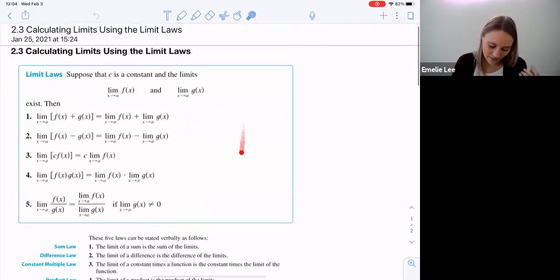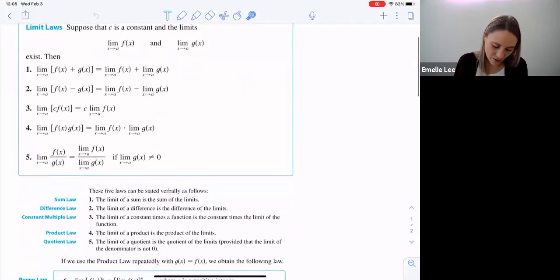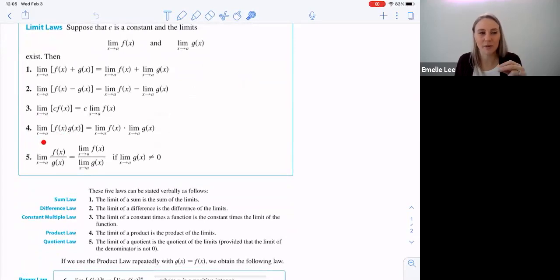But especially in this first box, the name of the game is you can float that limit inside onto the individual functions, right? And so if you have 2 functions being multiplied together, then you can distribute that limit across the multiplication. You can take the limit of f of x times the limit of g of x, and then just multiply those limits together to find the limit of the 2 functions multiplied together.